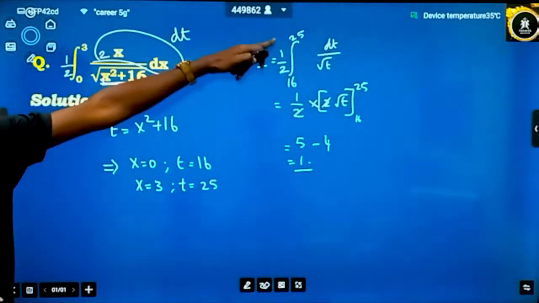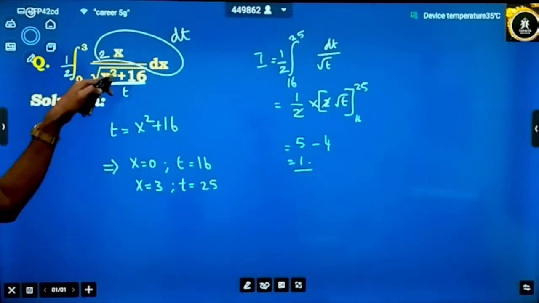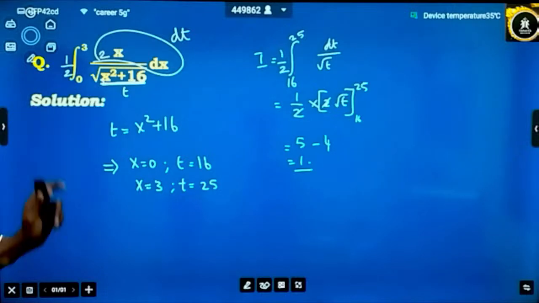Either you can change the limits and then solve, or you can also solve directly. And then finally, don't forget to change the variable t in terms of x and then apply the limit.